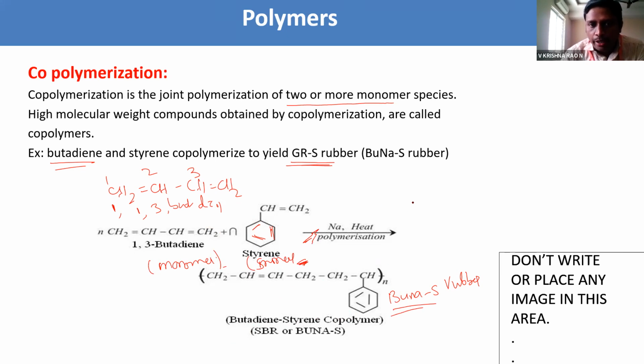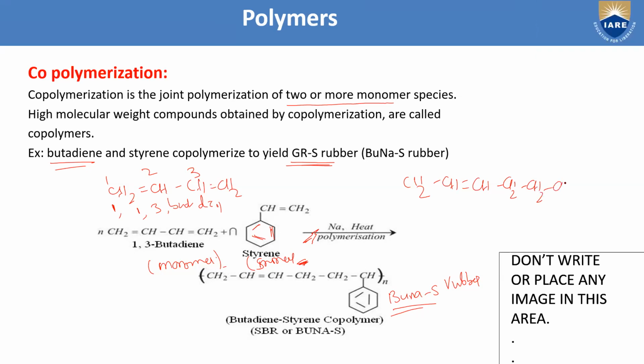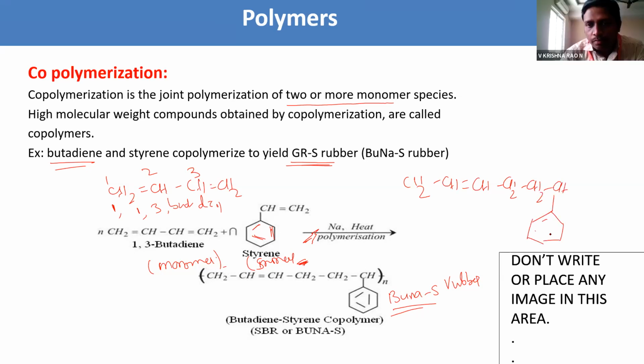The product is CH2-CH=CH-CH2-CH, where a benzene ring will be present. Butyric rubber is a polymer chain, and we just represent it in the form of n. It is the butadiene-styrene copolymer, butyric rubber.